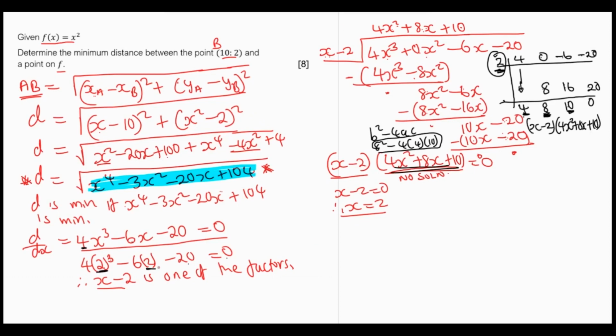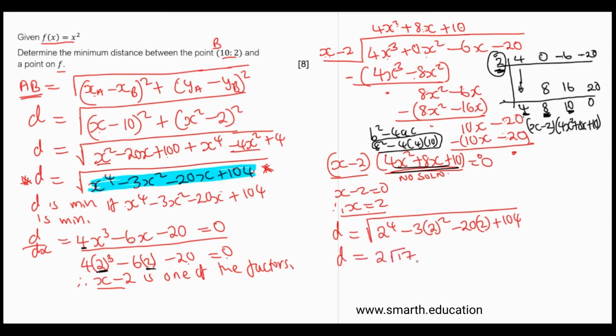Right, let's continue. So now we said that where there's x, we can put 2. So it means d is equal to the square root of 2 to the power 4 minus 3 times 2 squared, then minus 20 times 2, and then plus 104. Right, so it means the distance is equal to 2 root 17, which is equal to 8.25 units. Okay, that's the answer there.